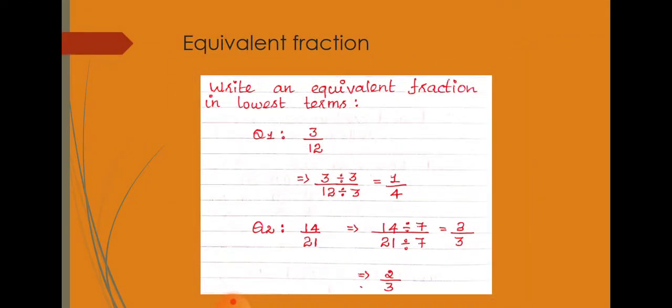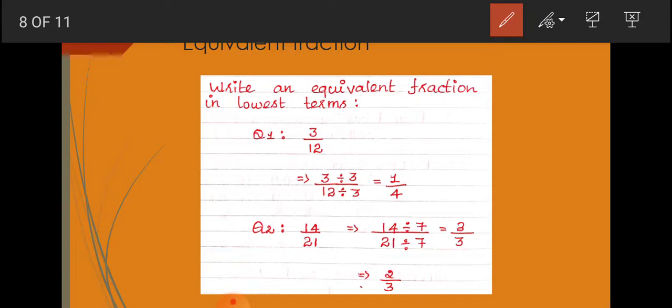Next I am going to give an explanation about equivalent fractions. Write an equivalent fraction in lowest terms. Question number 1. Here 3 divided by 12. Equivalent fraction means when you say the table, the two numbers will come in the same table. That means 3 divided by 12.